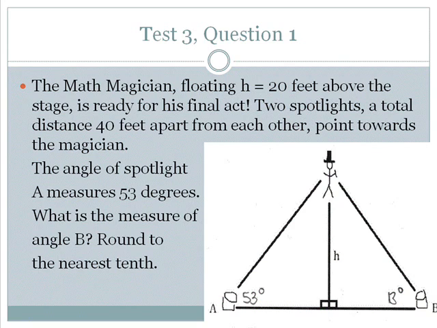The angle of spotlight A happens to measure 53 degrees. What's the measure of angle B? Again, you would be expected to use some basic right triangle trigonometry. You can use a calculator if you wanted, hence SOHCAHTOA, those kinds of acronyms. At this point, it's just trying to figure out what the other angle happens to be for angle B.